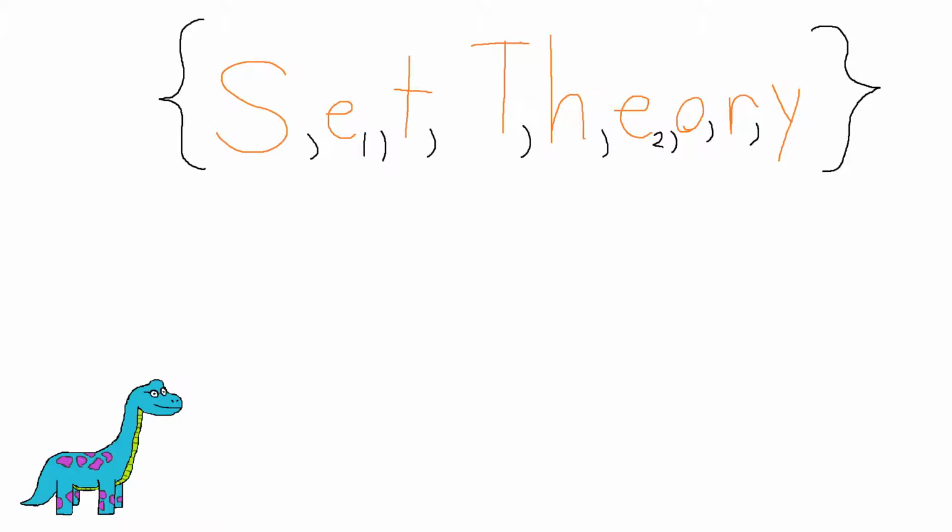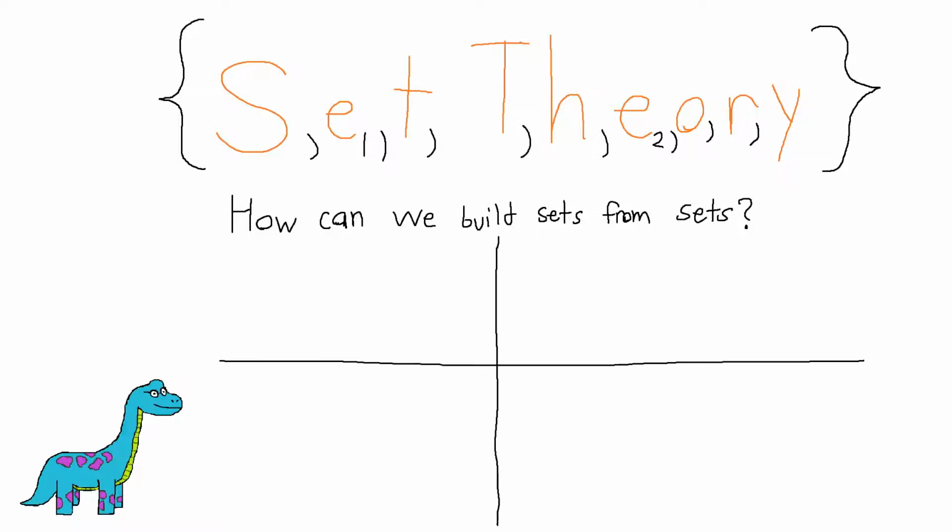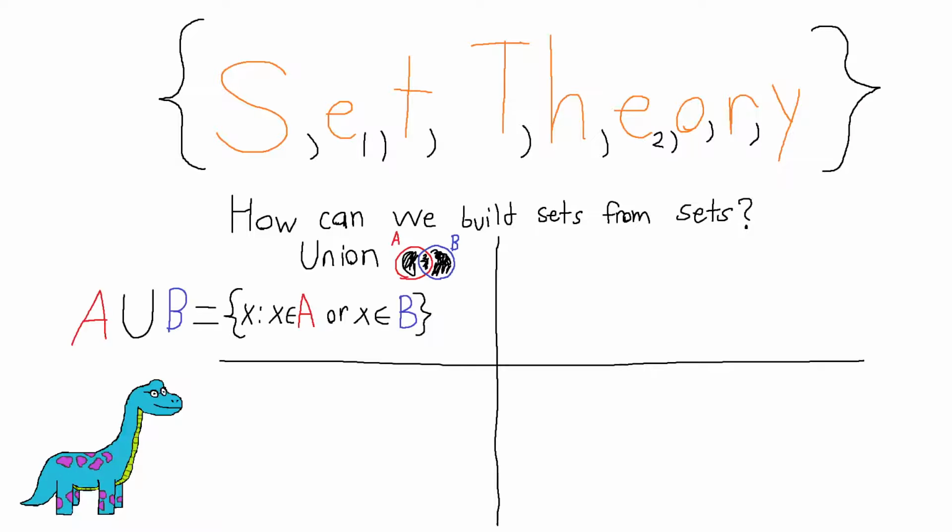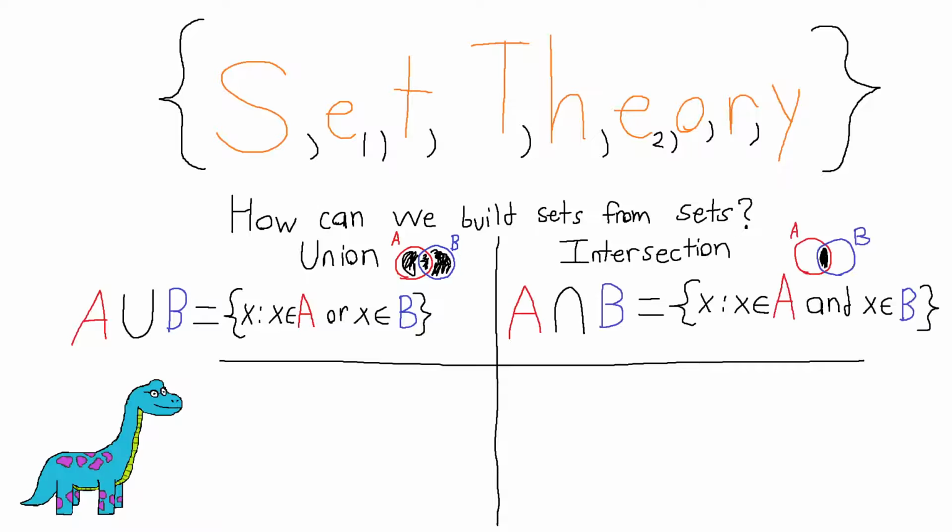Now let's talk about how we can build sets from other sets. There are 4 set building operations we'll talk about in this video. The first is the union. The union of 2 sets A and B is the set of objects that are elements of A or B. This OR is inclusive, so if an object is an element of both A and B, it's still in the union.